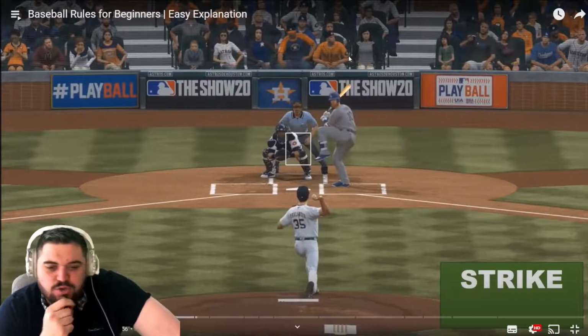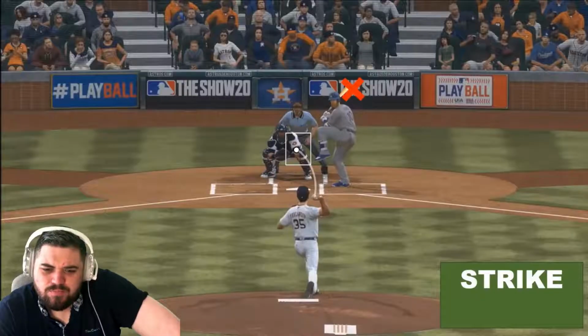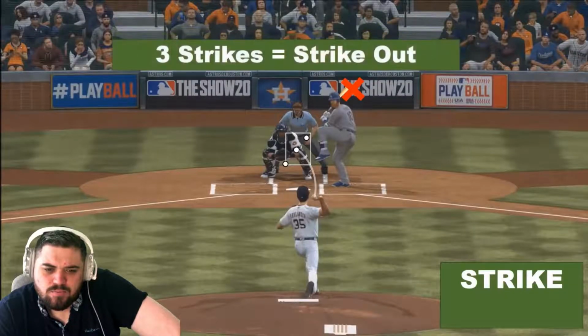Let's talk about strike. What is strike in baseball? When pitcher throws a ball in the strike zone and the batter didn't swing his bat, that is a strike. Even if ball is on the boundary, that is strike. If pitcher throws 3 strikes, then the player is strike out. The player would go out and then the next player would come in.